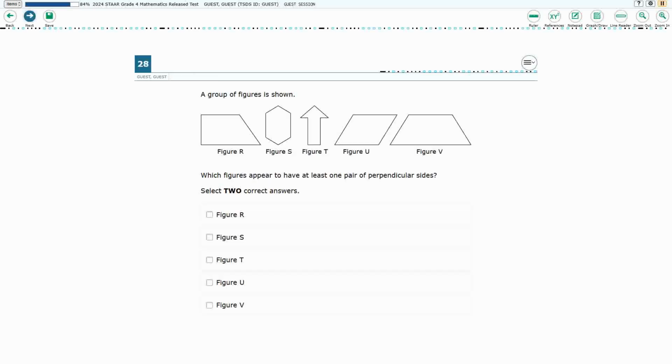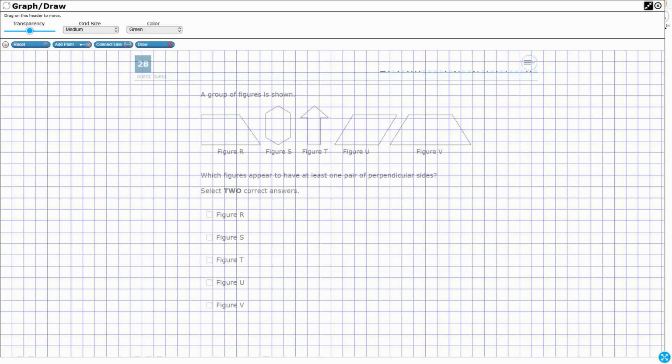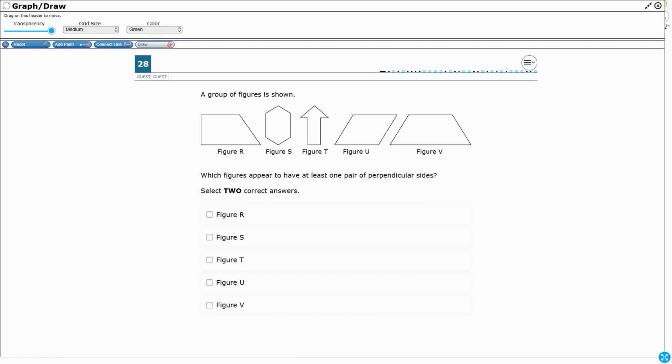For number 28, we are classifying 2D shapes. This is standard 4.6D, and we've got 5 different shapes here. We need to select 2 figures. This is a 2-point problem that have at least one pair of perpendicular sides.